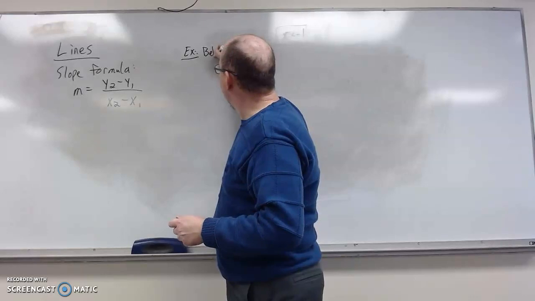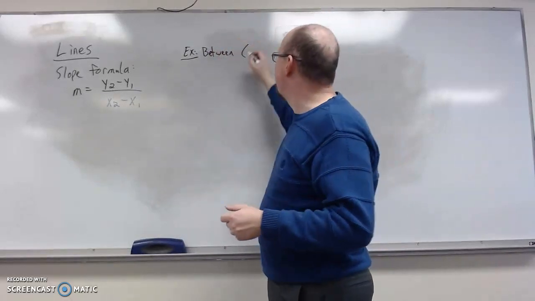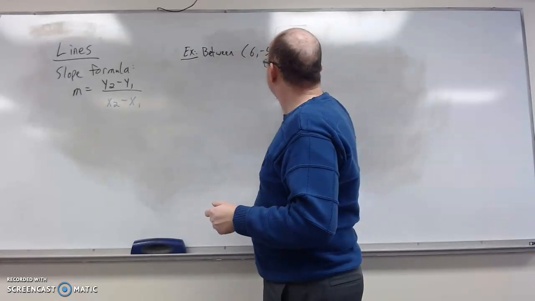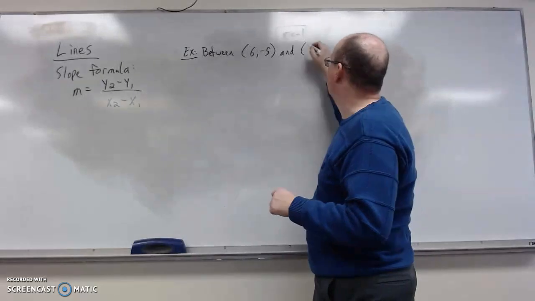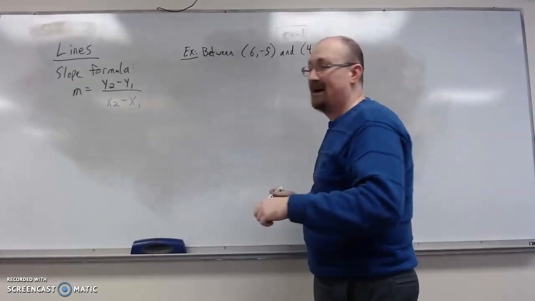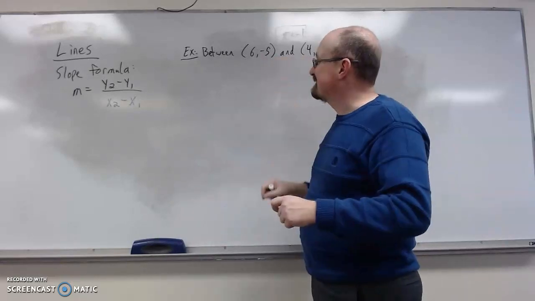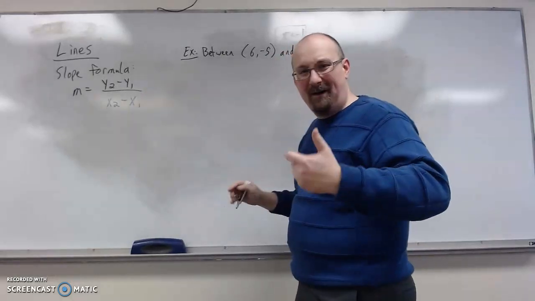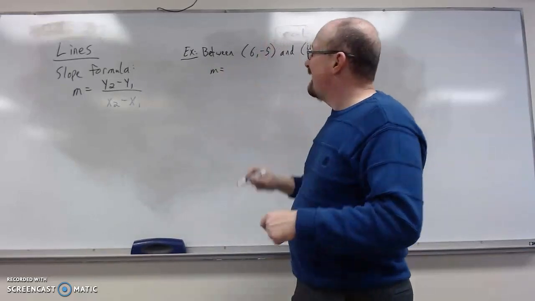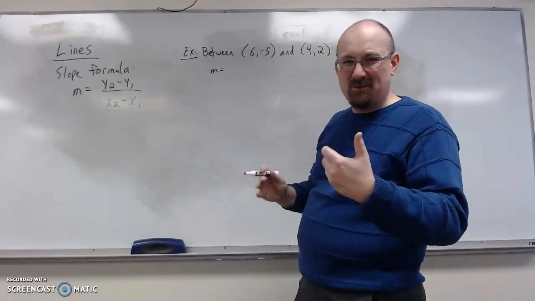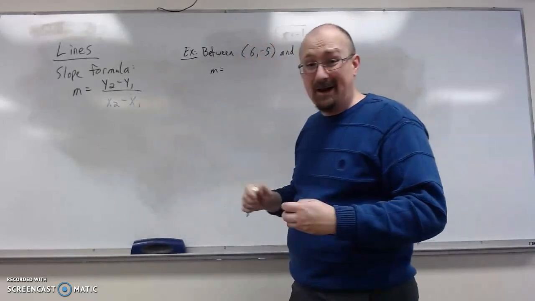So between, make sure I get my points right, I have (6, -5) and then I have (4, 2). So again, remember, these are x, y pairs. So the guys that come second are going to be the ones on the top of the slope formula. So m equals, and technically you might worry about which one's x1, y1, which one's x2, y2. It really doesn't matter so long as you keep things lined up appropriately.